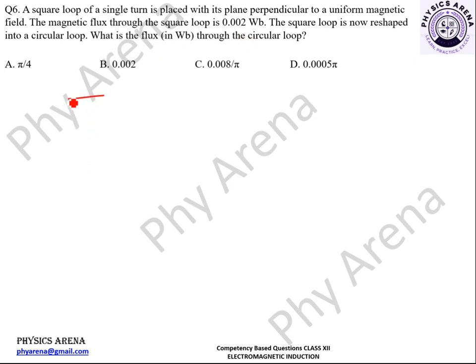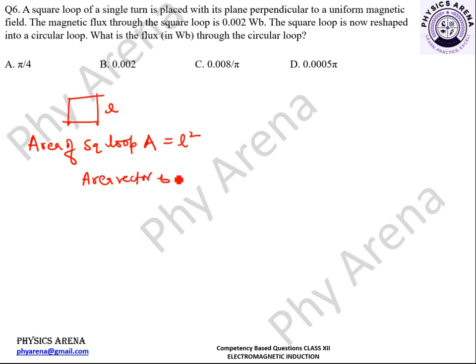So we are having a square loop of side L. The area of the square loop, that I'm calling A, is equal to L square. And since it is placed such that the plane is perpendicular to the magnetic field, the area vector is making angle 0 degree with the magnetic field.